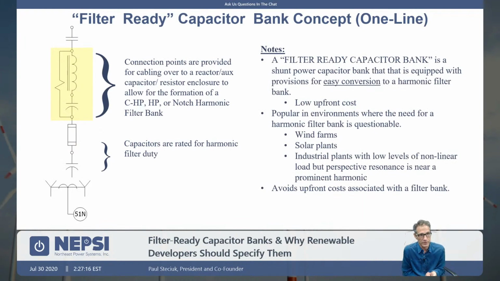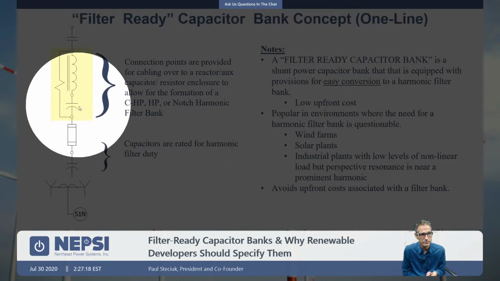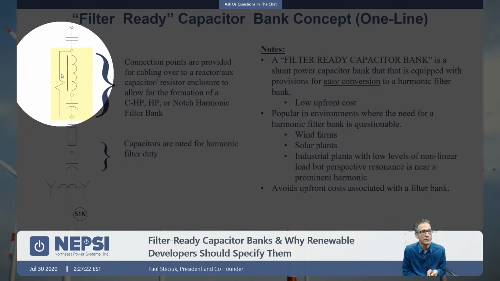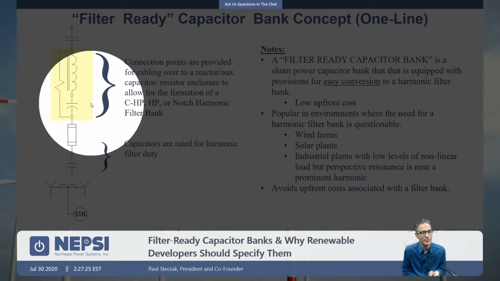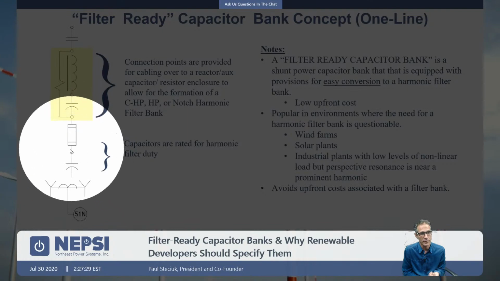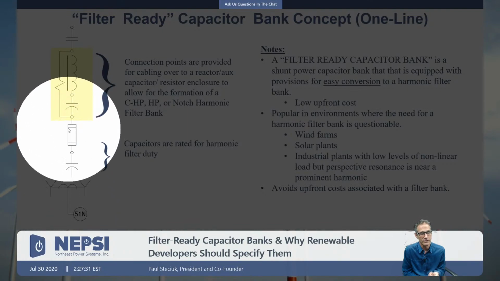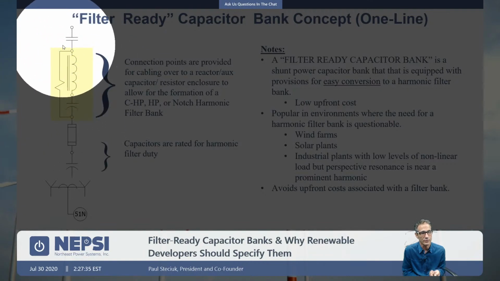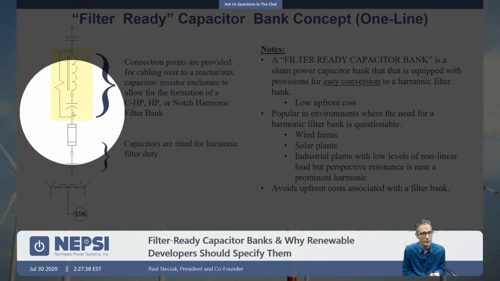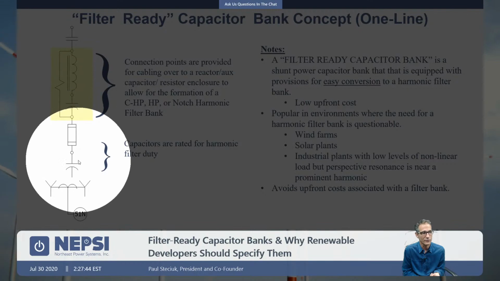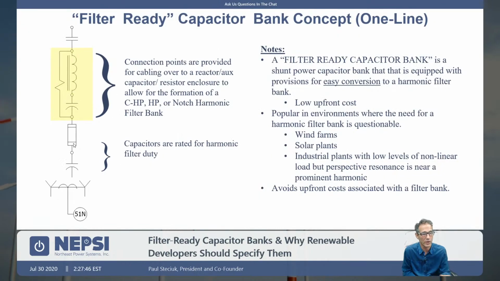So I think the next couple of slides kind of show what we do. The yellow area represents the filter ready components, the components that are added to a capacitor bank to create a harmonic filter. So you're buying a capacitor bank here, down here. You have the fuses for the capacitors, and you get the terminals connected to some type of switching device. The area in yellow is what you can add on later to convert a capacitor bank to a harmonic filter. The key here is the capacitors must carry the proper voltage rating.